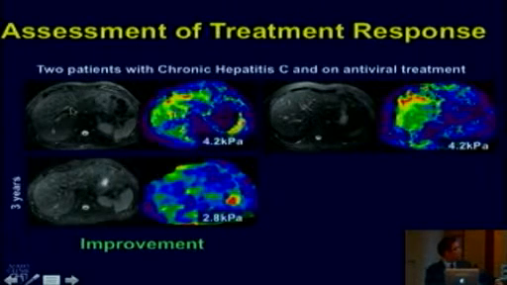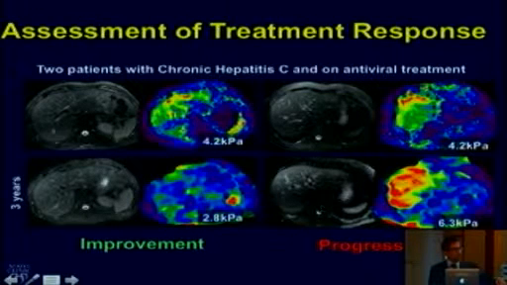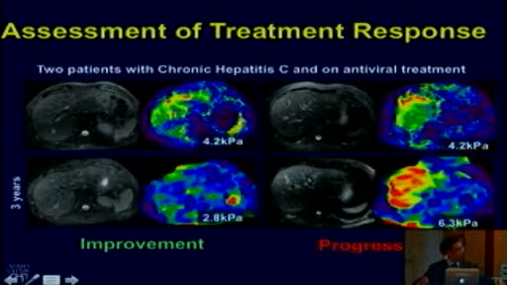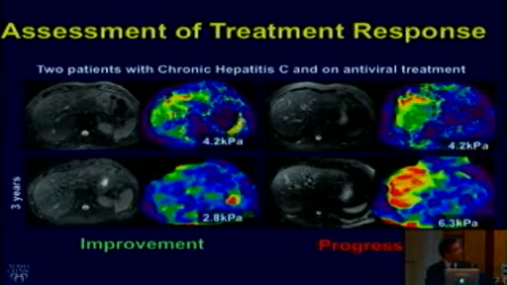Now you will see that there is no change in the liver appearance, but the stiffness has improved. Whereas in this unfortunate patient, the liver stiffness actually increased to 6.3 kilopascals. He unfortunately progressed, and within another year's time, his liver stiffness became 10 kilopascals. So this is a natural progression history, not responding to the antiviral treatment, and you can actually monitor them without doing a liver biopsy by just showing the increase or decrease in stiffness, whether they are responding or not responding.